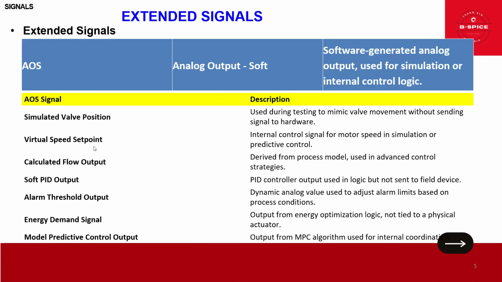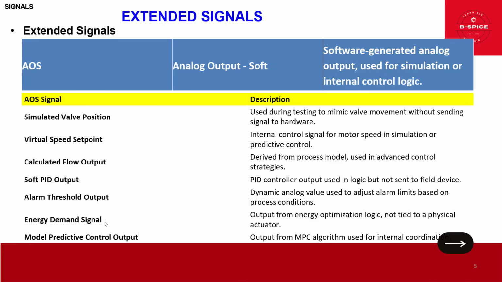Then we have a virtual speed set point. This is an internal control signal for motor speed in simulation or predictive control, without getting the signal from the field. Then calculated flow output, derived from a process model, used in advanced control strategy and soft P&ID. PID controller output is used in logic but not sent to the field device. That is the point. Then analog threshold output. It's a dynamic analog value used to adjust alarm limits based on process condition.